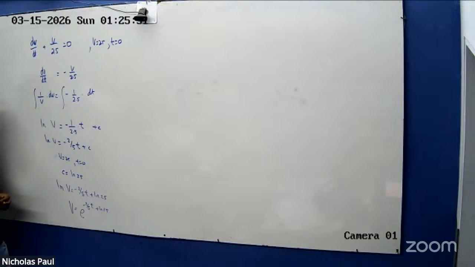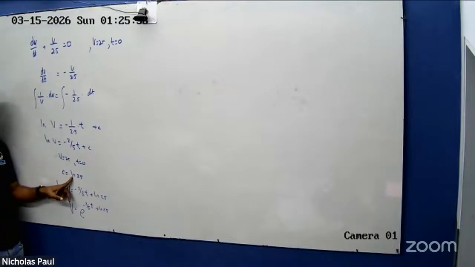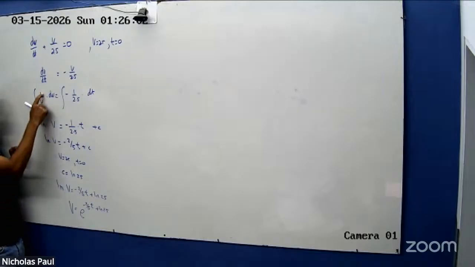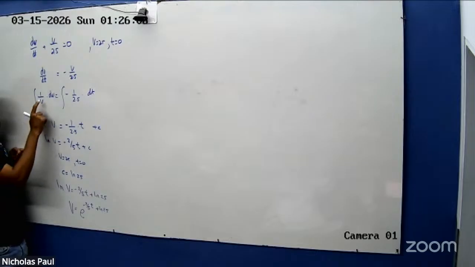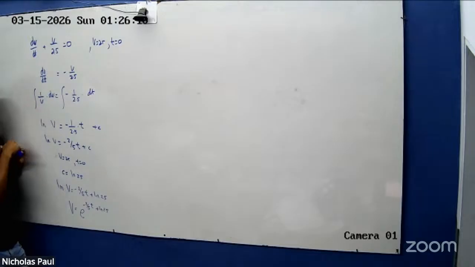Right, before I go there, everybody okay up until here? Follow how I got C is ln 25? Follow how I get this? So the integral of 1 on V is ln. You gotta learn that. Right? So the integral of, check out the rules I gave you.